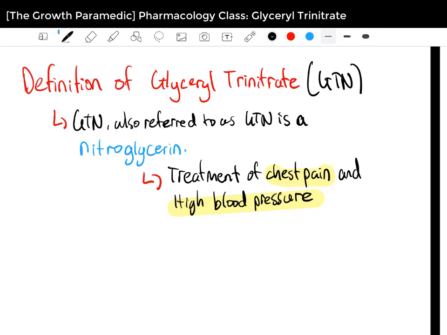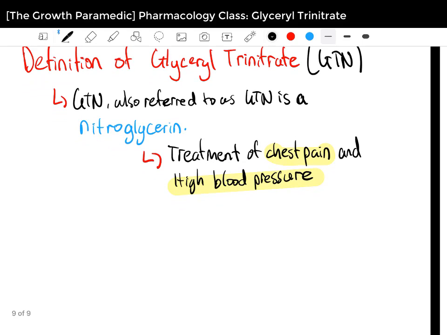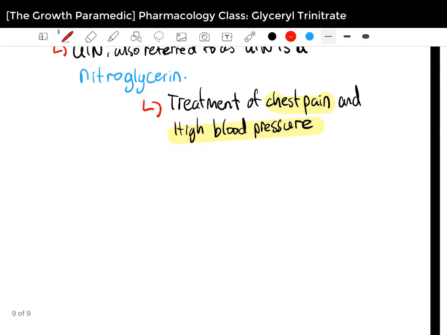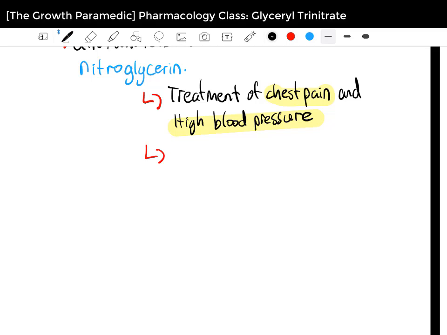So chest pain in cardiac ACS patients, acute coronary syndrome, as well as that we also use GNT for patients who are going through autonomic dysreflexia, which is a form of spinal cord injury. The reason for this, and I'll go through it more in the pharmacodynamics, is because it is a potent vasodilator. So it opens up the vessels and it decreases the blood pressure, hence why we use it for high blood pressure situations. And it has multiple forms that it can be administered.